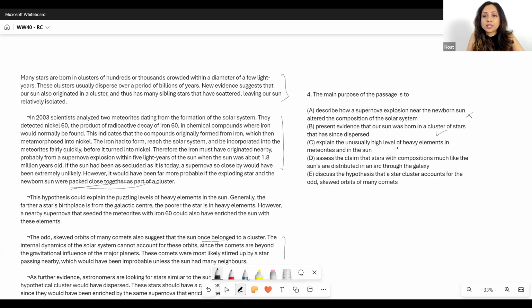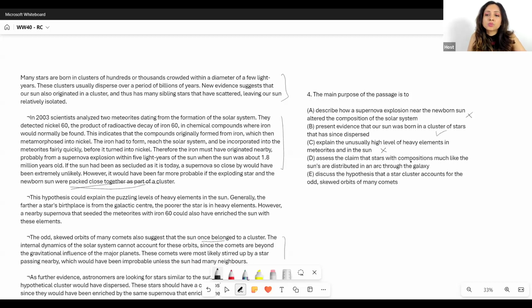Explain the unusually high level of heavy elements in meteorites and in the sun. It does explain, it does give us a hypothesis, it does give us a theory, but is that the main purpose of the passage? It is not, right? As we said, in one of the paragraphs, it's an intermediate conclusion, which again leads to the main conclusion, leads to the main point, which is that the sun was born in a cluster. So again, this is not correct.